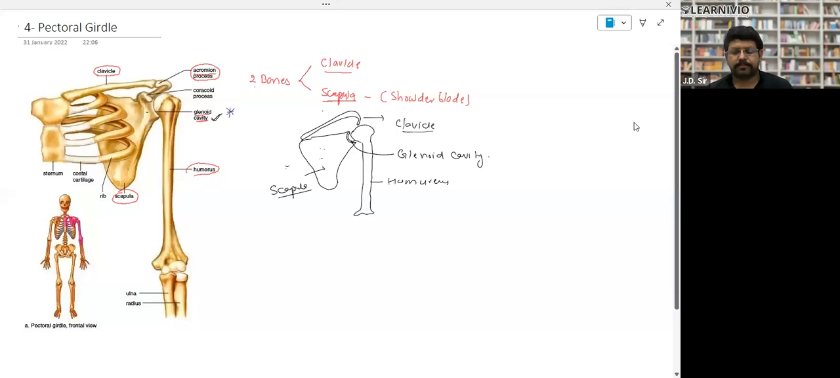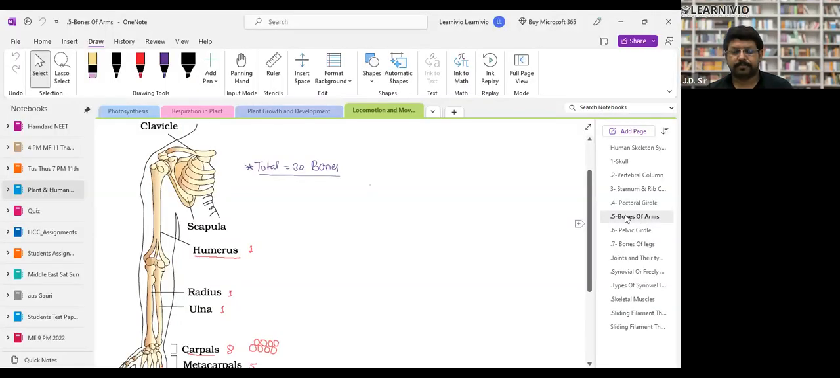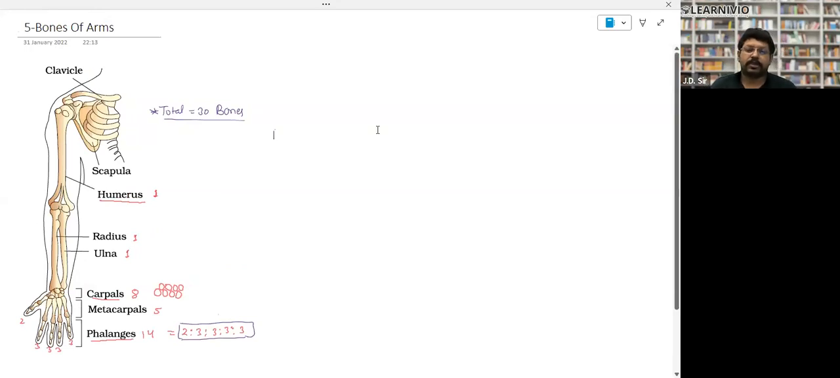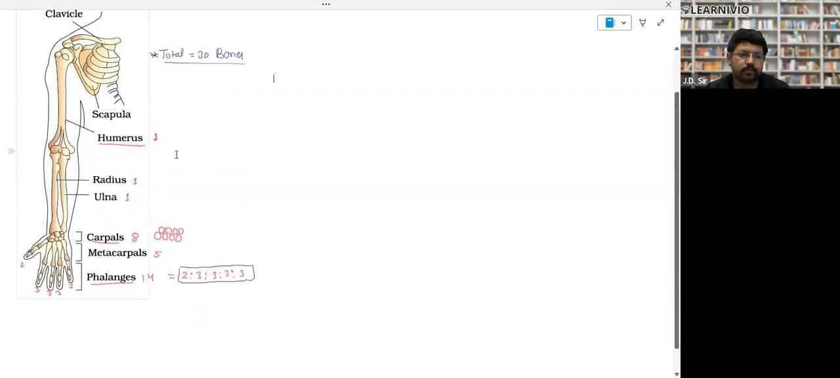Yes, it's easy. Yes, sir. Now bones of the arms. How many bones are there in the arms? That is the first question which I have seen. You will encounter this question. So let me tell you, bones of the legs and bones of the arms are equal. There are 30 bones in our arm and 30 bones in our leg, right? So there is one clavicle, one scapula, one humerus, one radius, one ulna.